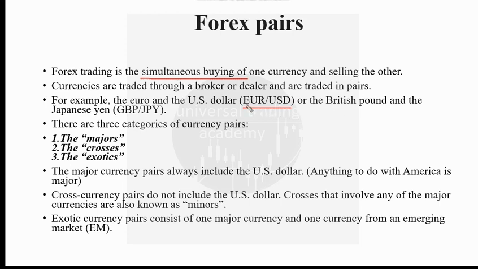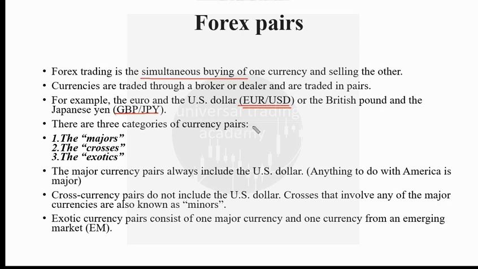Alright, so this is an example of a forex pair. This is Euro USD and this is GBP JPY, and you can add as many as you want. Maybe you can add USD CAD, Euro CHF, and so forth.